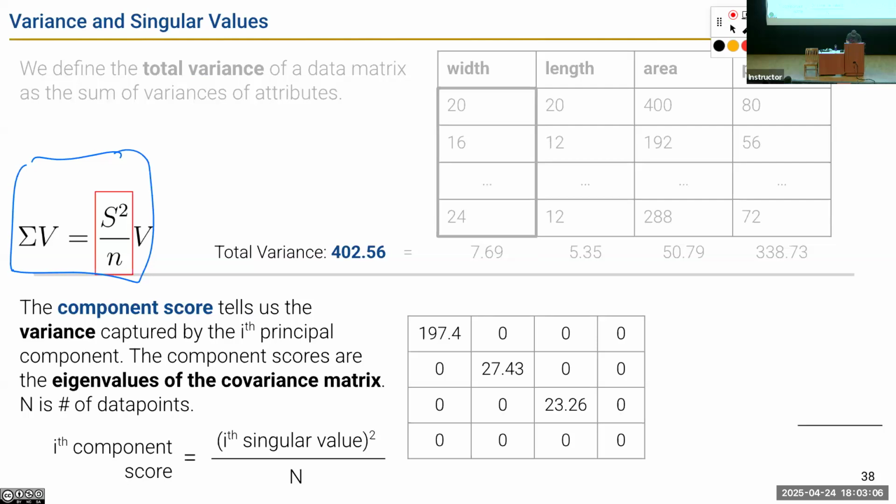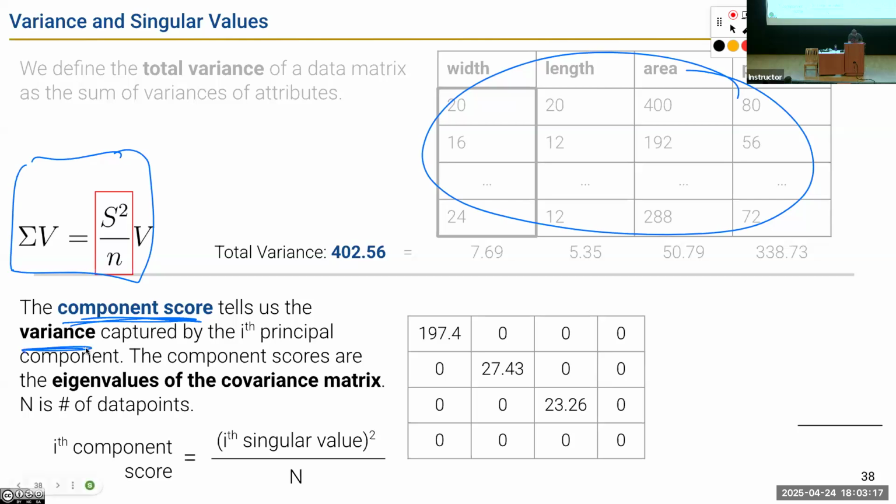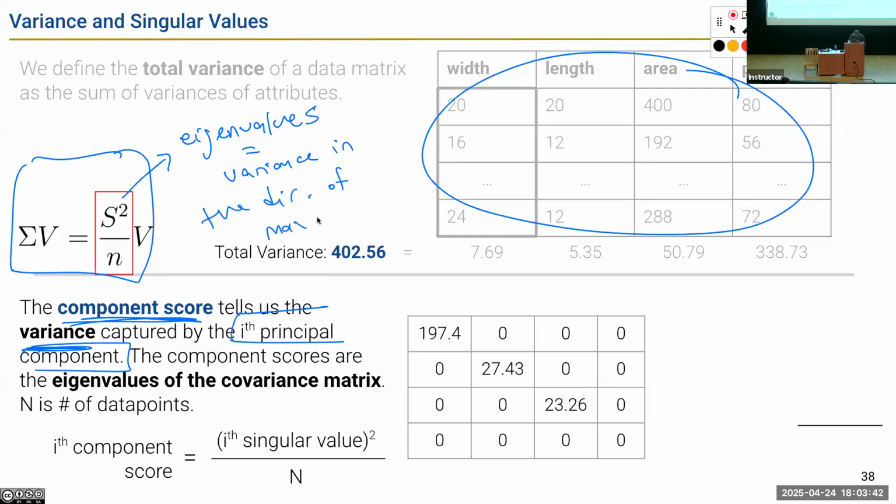We came up with this expression earlier in the lecture. Okay, the component score, what is the component score if I dump this into SVD? The component score tells us the fraction of variance captured by each of the principal components. Remember before that S squared over N was the eigenvalues, right? The eigenvalues. And what were those eigenvalues? They were the variance in the directions of maximum variance. What were those directions of maximum variance?